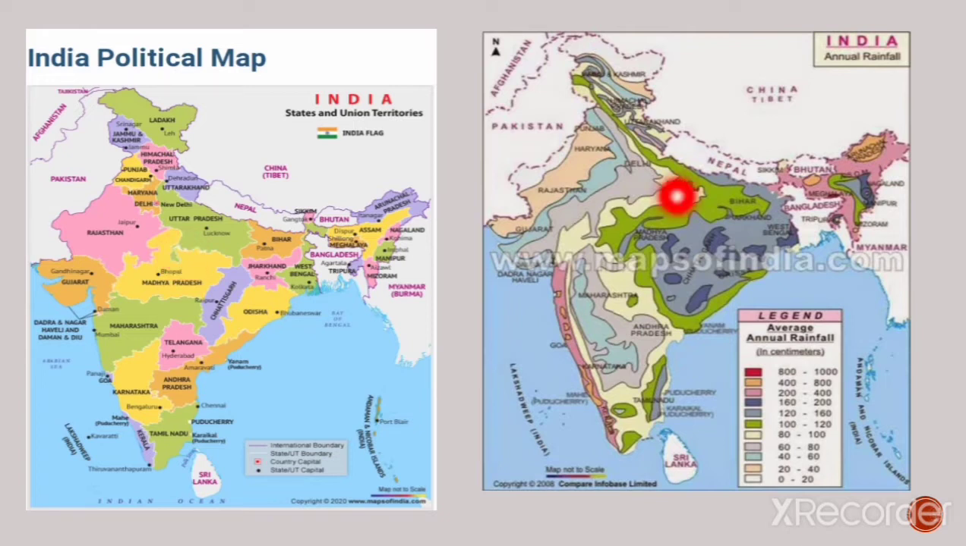The third type of maps are thematic maps. Here the name theme itself indicates it is providing particular information. These types of maps include specific information such as road maps, rainfall maps and maps showing the distribution of forests, industries and so on. We can say it is a thematic map. Here in the map we can see the annual rainfall.